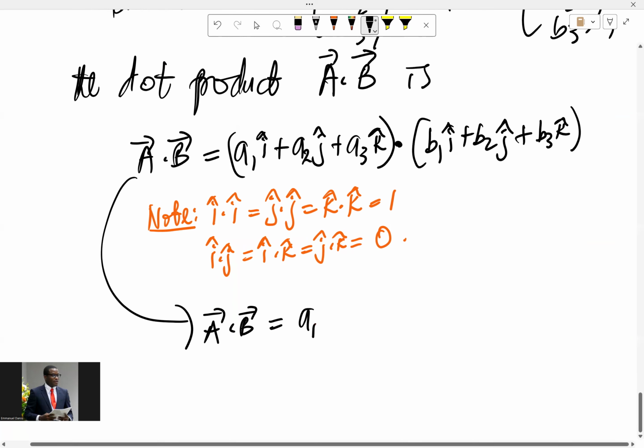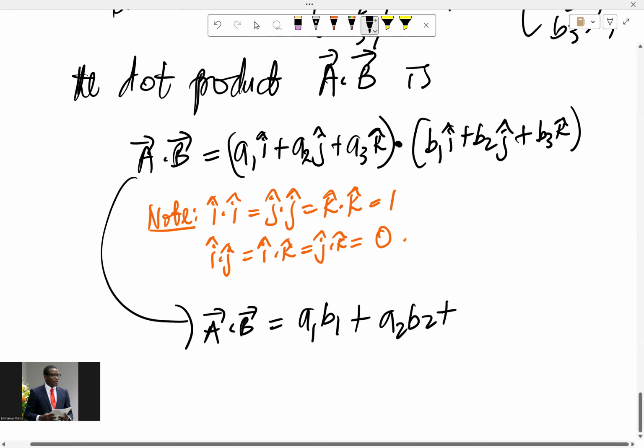So it will simply be A1 B1, because i and i will be 1, so that will work. But i and j will be 0, so it will cancel everything. Then i and k also 0. Then you go to A2j, B1i won't work, that's 0. So you have just A2 and B2 because they are both jj. So it's only jj that will give you that.